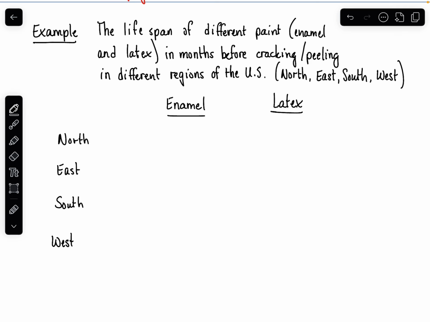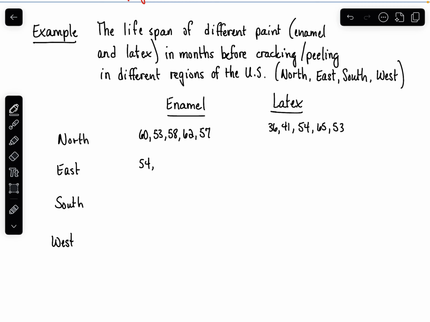So in the north region, 5 things were painted with enamel paint, and the time in months was measured before they started cracking or peeling. One of the houses had 60 months, another 53, another 58, another 62, and another 57. Of the ones with latex paint in the north, we had 36 months, 41 months, 54 months, 65 months, and 53 months.